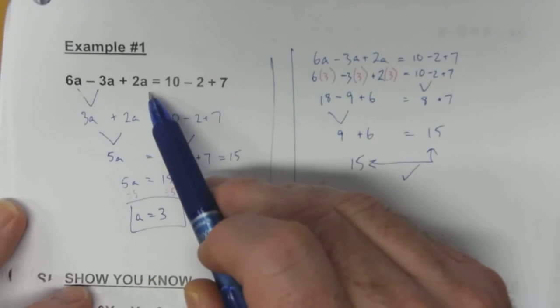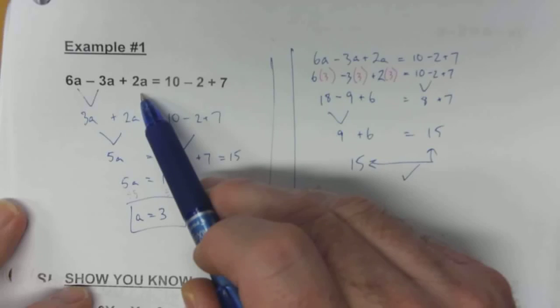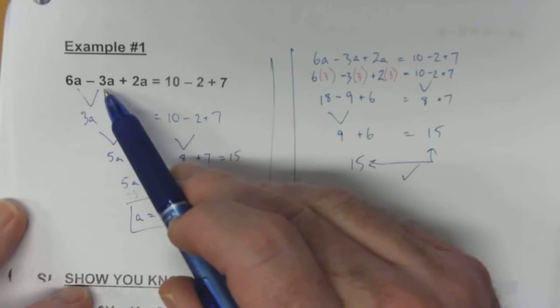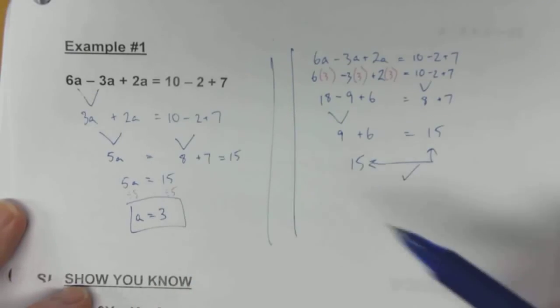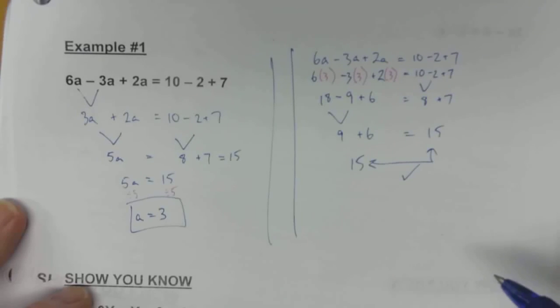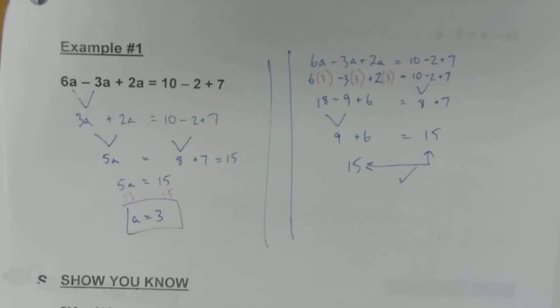So group your terms so that they have the same variable. And then you do the math on the coefficients for that variable. So that's example number 1. We've got to show you now. Please give it a go.